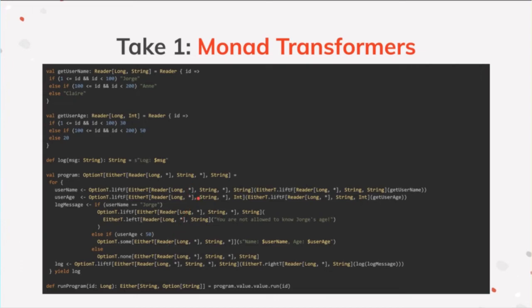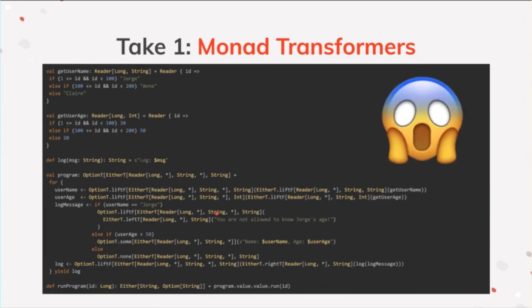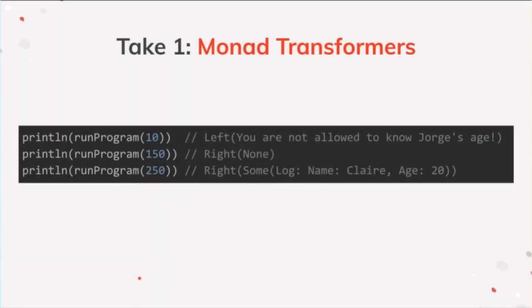So now if I run the program with an ID of 10, I'm going to get a name of Jorge, and in that case I'm going to get an error: you are not allowed to know Jorge's age. If I run the program with an ID of 150, I'm going to get an age of 50. In that case, the program succeeds with a known value, and in the other case, it succeeds with a log message.